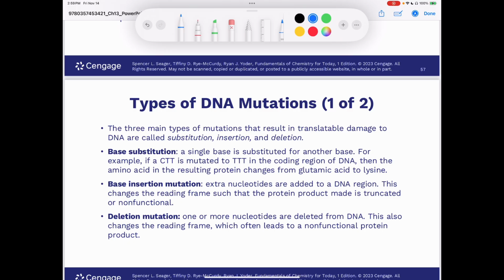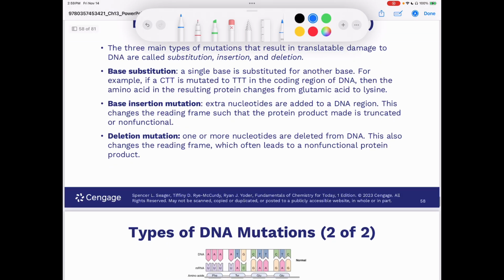For example, if a CTT is mutated to a TTT in the coding region of DNA, then the amino acid in the resulting protein changes from a glutamic acid to a lysine. In a base insertion mutation, extra nucleotides are added to a DNA region. This changes the reading frame such that the protein product made is truncated or non-functional. In a deletion mutation, one or more nucleotides are deleted from DNA. This also changes the reading frame, which often leads to a non-functional protein product.